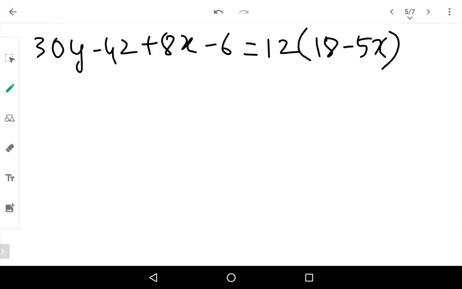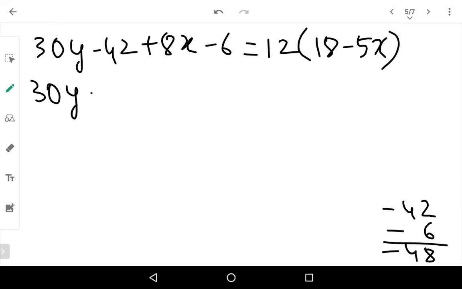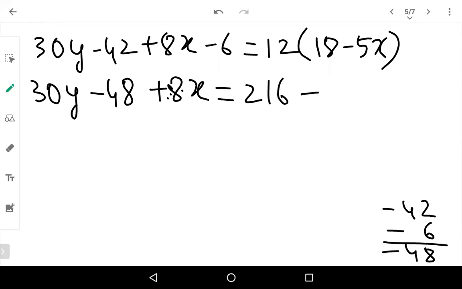Now here we have constants. So minus 42 minus 6, how much do you get? Minus 48. So 30y minus 48 plus 8x is equal to 12 into 18 minus 5x. How much do you get? 12 into 18, 216. So 216 minus 12 into 5, which is 60x.